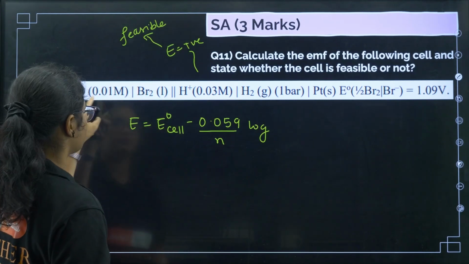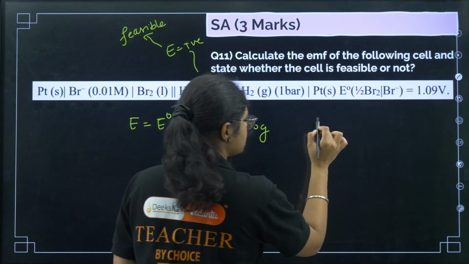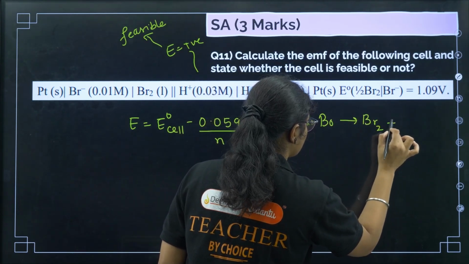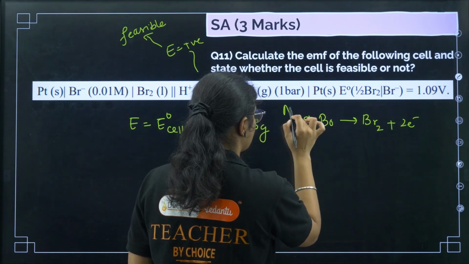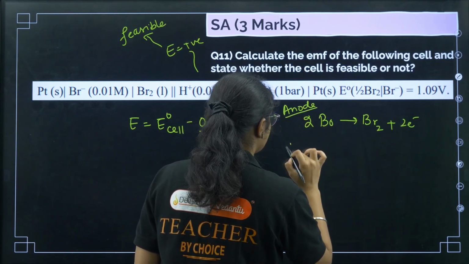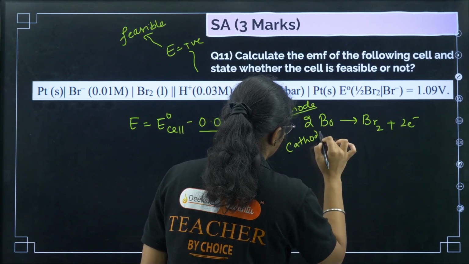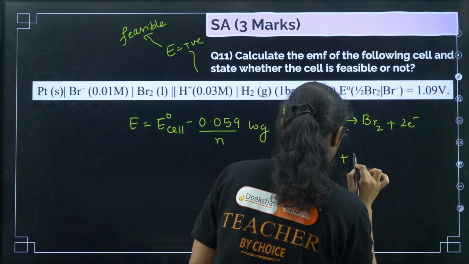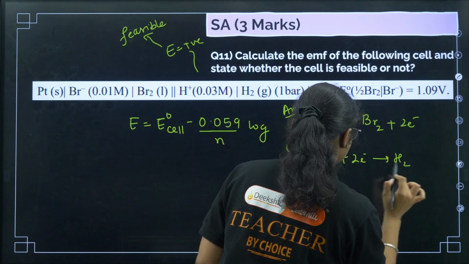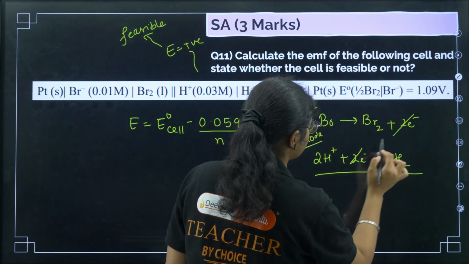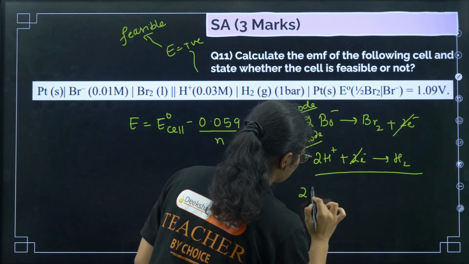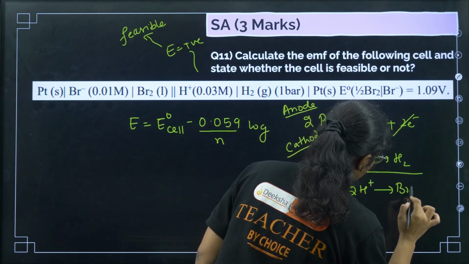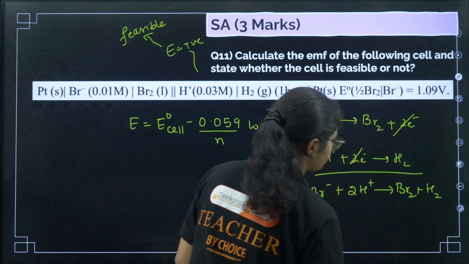Here, oxidation is taking place, so I'll write the equation. 2Br- gives Br2 plus 2 electrons. This is the reaction at the anode. Then the reaction at the cathode will be 2H+ gaining 2 electrons to give H2. Now if you add these two reactions, the electrons will cancel, and we get 2Br- plus 2H+ gives Br2 plus H2.